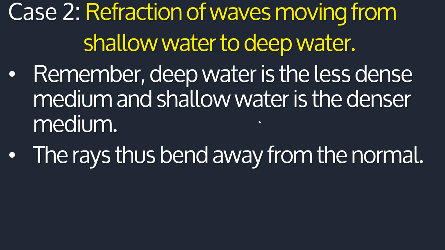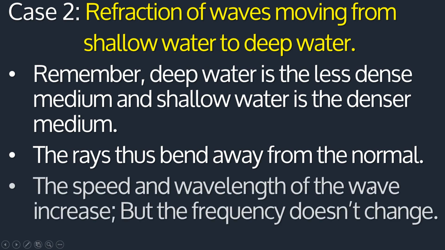So if you consider one ray, for that case, it will bend away from the normal. I don't know whether you're relating these things, or they are just confusing you. If they are confusing you, replay the video so that you understand them well. So the rays thus bend away from the normal. Now the speed and the wavelength of the wave will increase, but the frequency won't change.